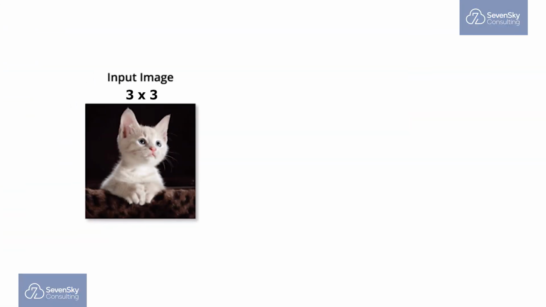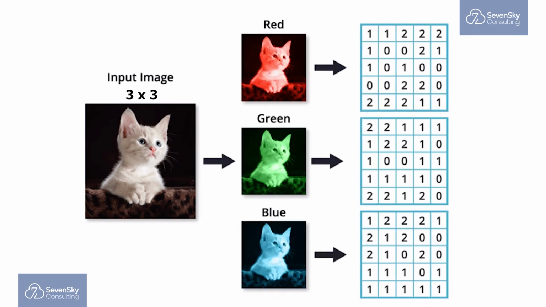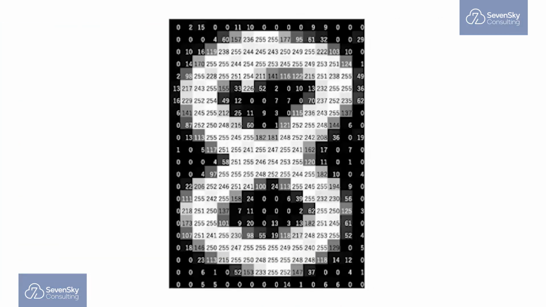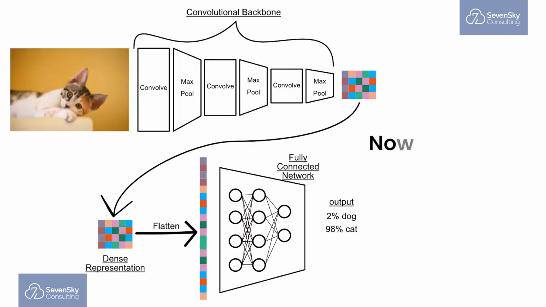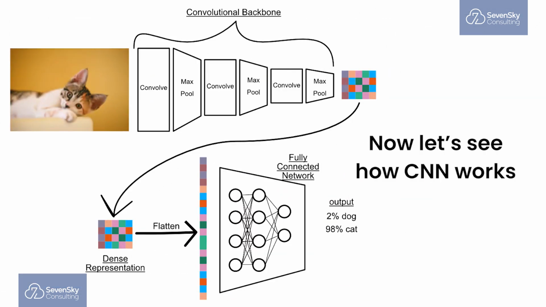A sample of a colored image in the size of 3 by 3. The main picture is the combination of these three matrices. A black and white image. As can be seen, one number is enough to represent the color of each pixel. Now let's see how CNN works.